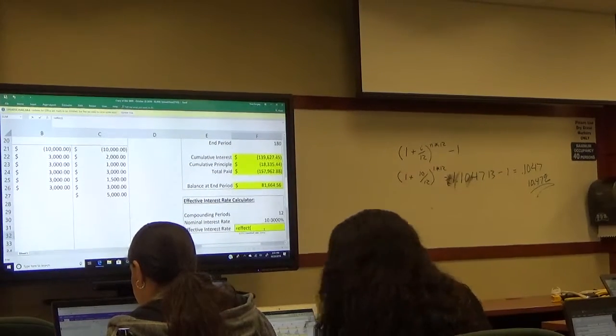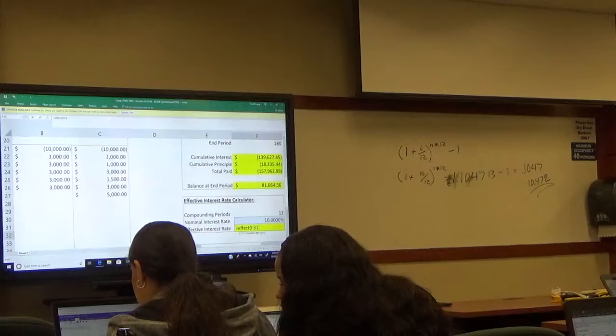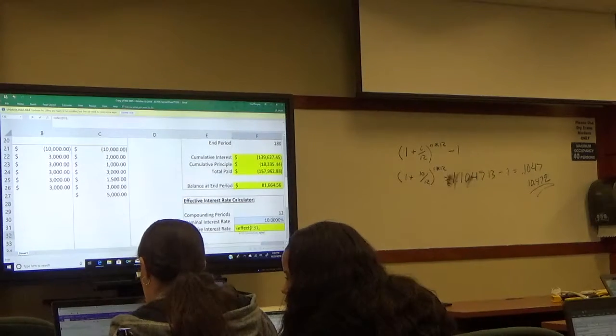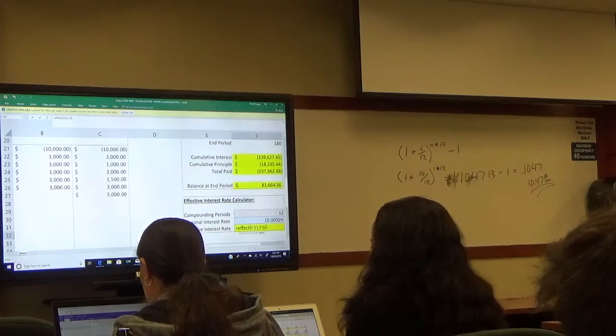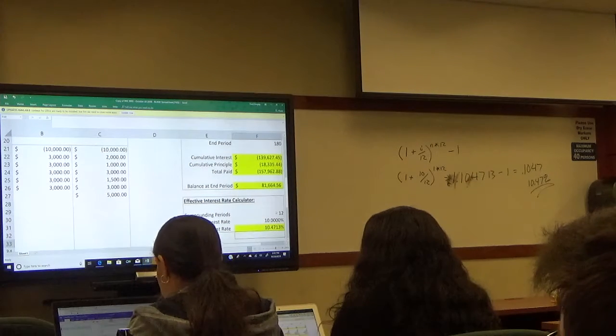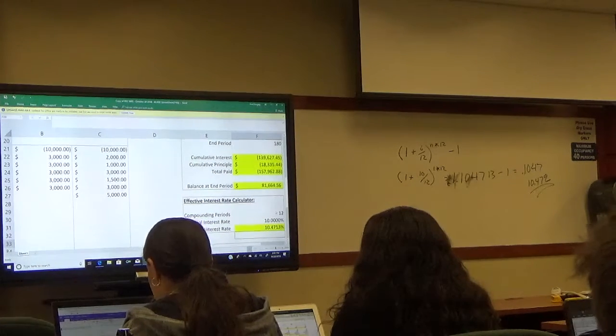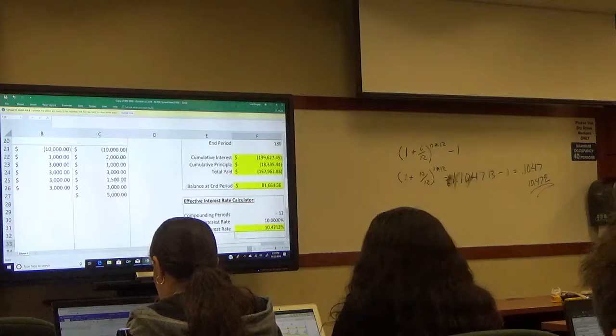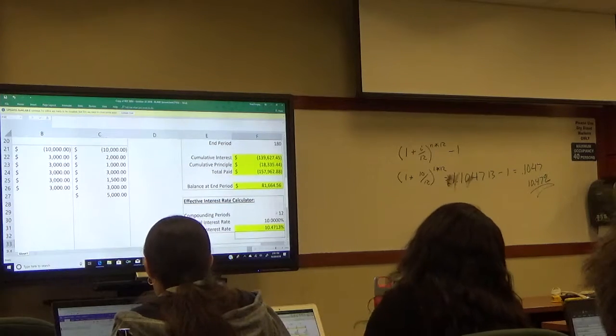Okay, so the nominal rate in this case would be the 10%, comma, the number of periods, and there it is right there. Or we could have built it using the formula. Either way, at least you see how you would get it. Any questions about that so far?